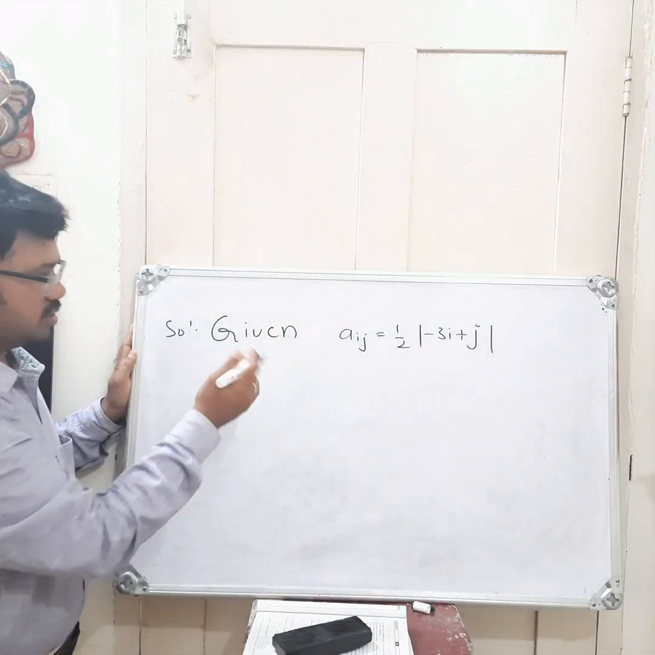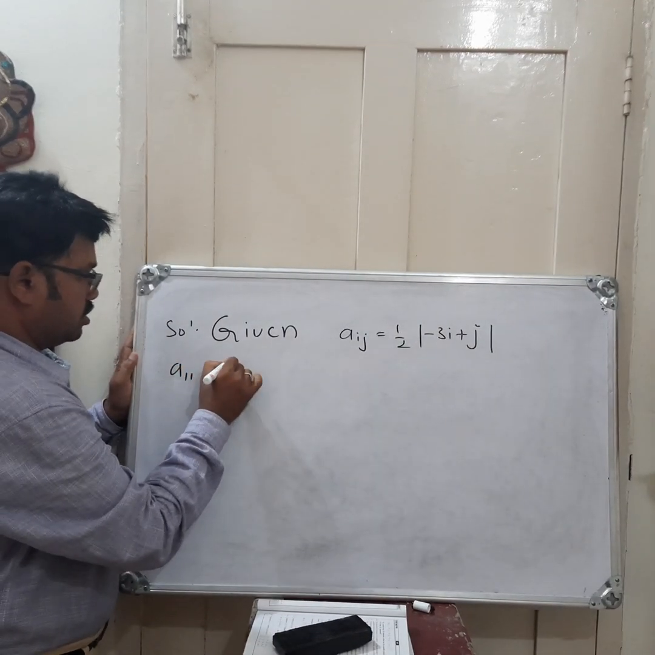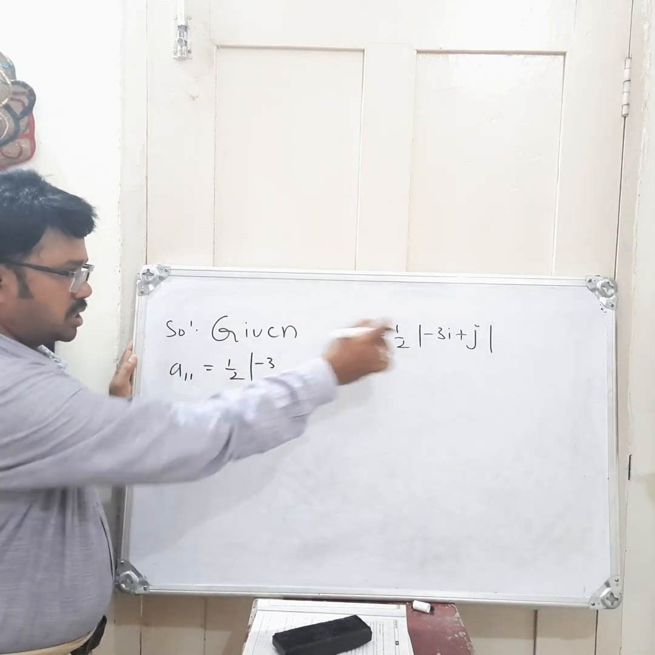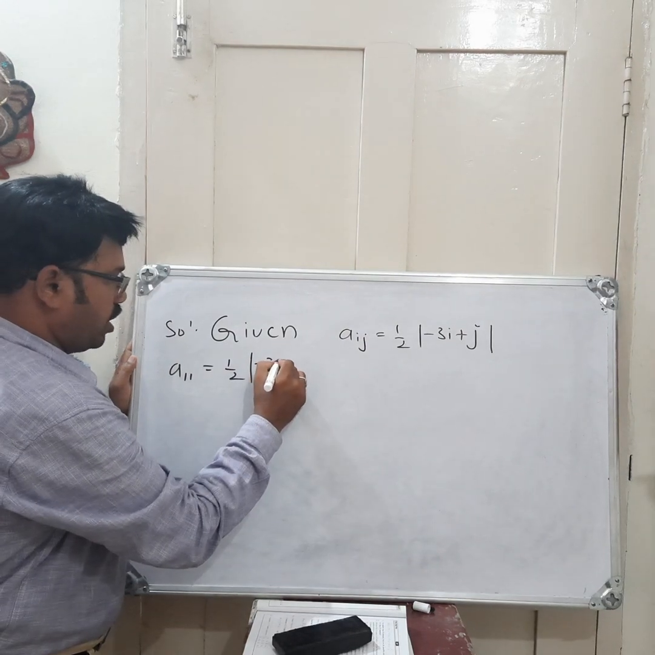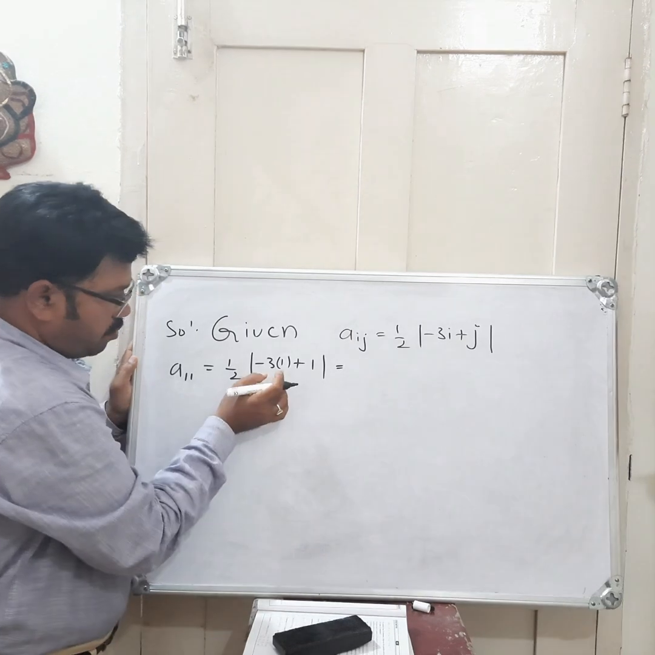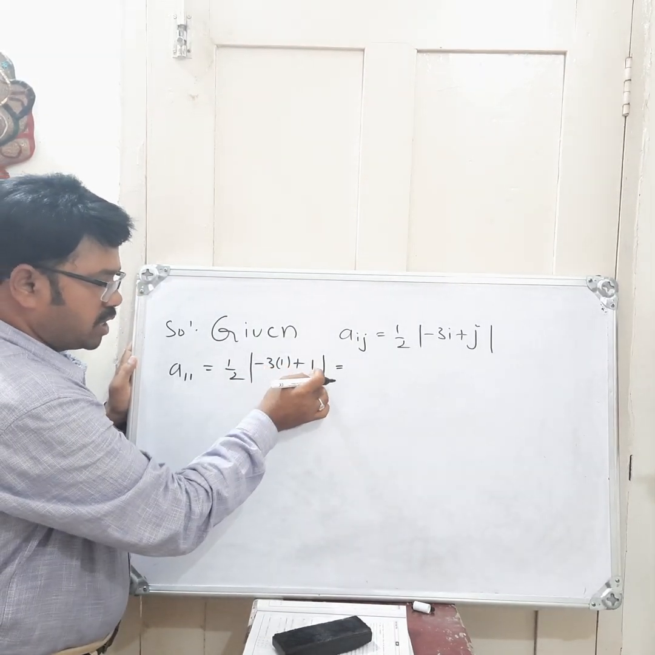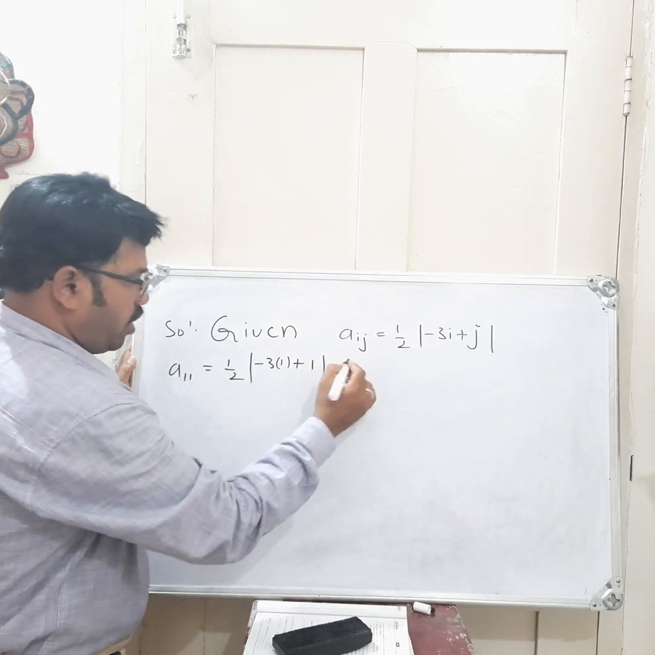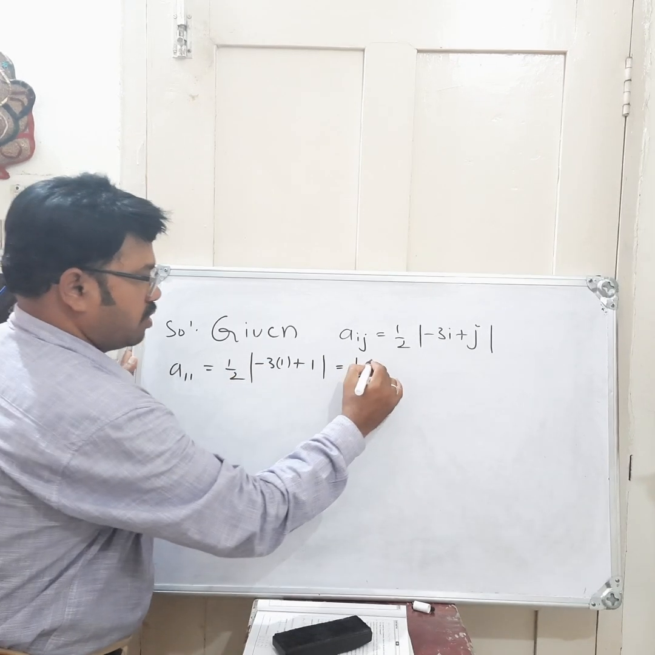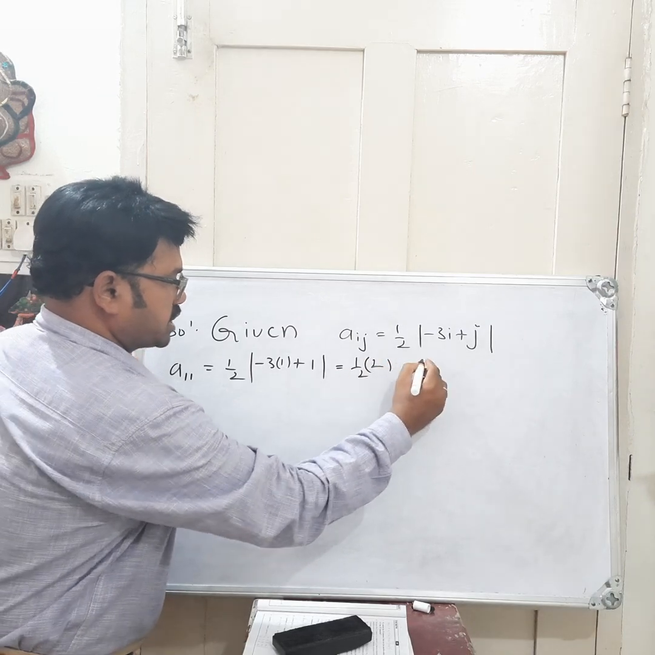See here, first element is A11. Here, minus 3 into i value is 1, plus j value is 1. So minus 3 into 1, minus 3 plus 1. Minus 3 plus 1 value is minus 2, and here 1 by 2. Due to this modulus, minus value becomes plus value, and this value becomes 2. This 2 gets cancelled, the value is 1.